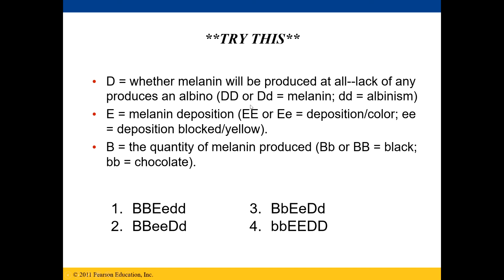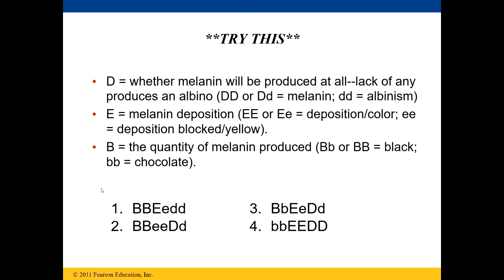And that stops there, because if you don't have any melanin production, it doesn't matter what you inherit as far as what melanin is deposited or how much melanin, because you don't have it in the first place. So this gene D cancels out everything else in the homozygous recessive condition. But as long as you have a big D, whether it's homozygous dominant or heterozygous, then you can go on to the next gene. And the next gene says, well, how much is deposited? As long as you have a big E, then the melanin is deposited. But in the homozygous recessive condition, everything after that is blocked. Deposition is blocked, you end up with a yellow lab.